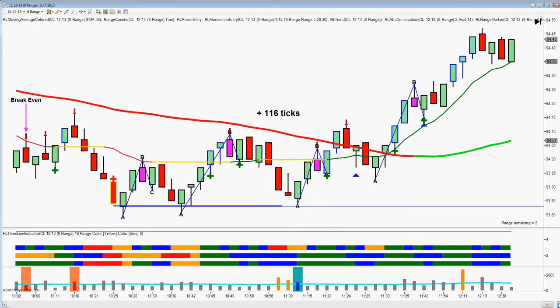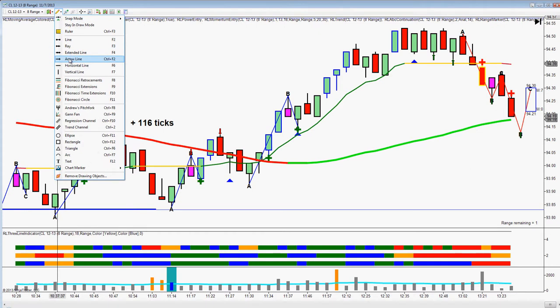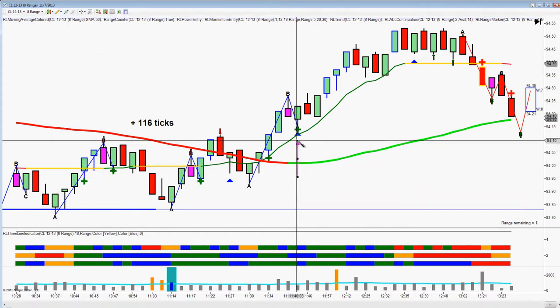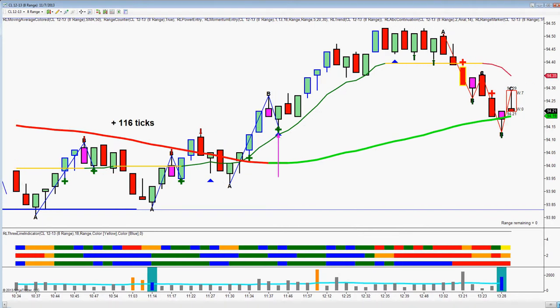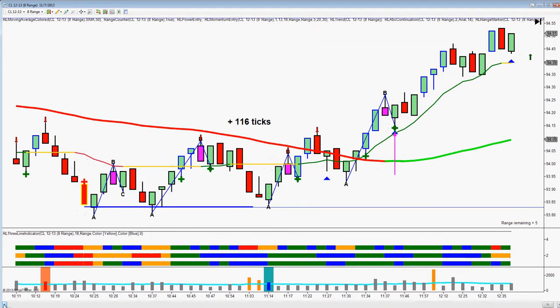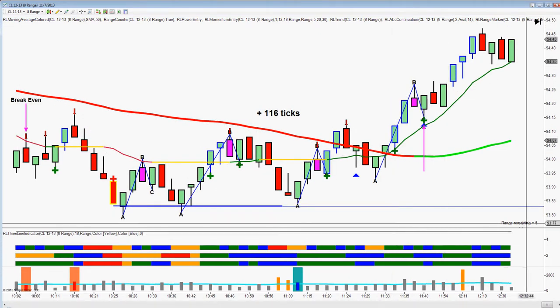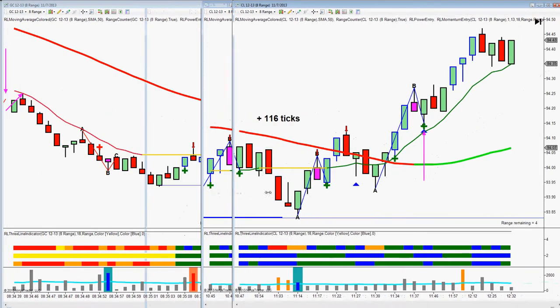I don't know if there was anything else. This is another great trade. I mean, there were so many trading opportunities today that it really overwhelmed me. And there's another long, great trade. Now I counted up 116 ticks of profit on crude oil, trading this chart extremely conservatively.